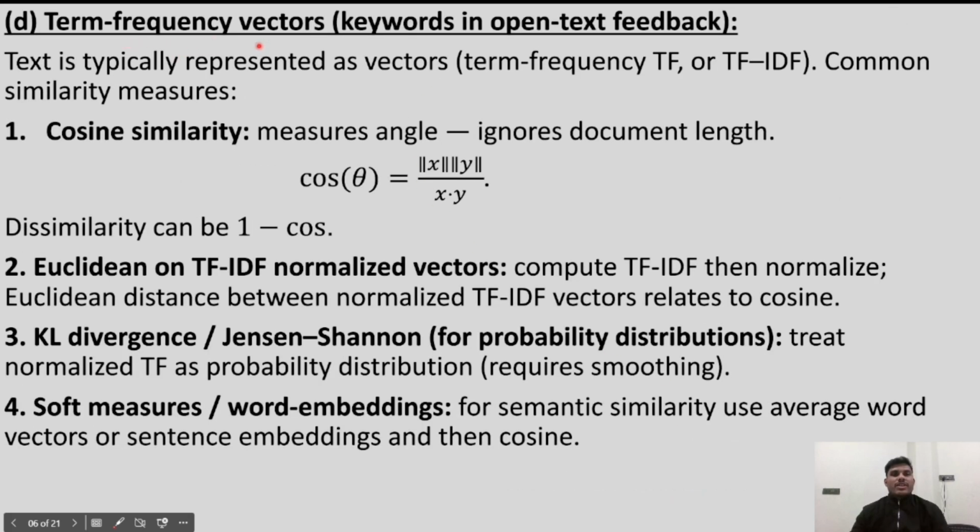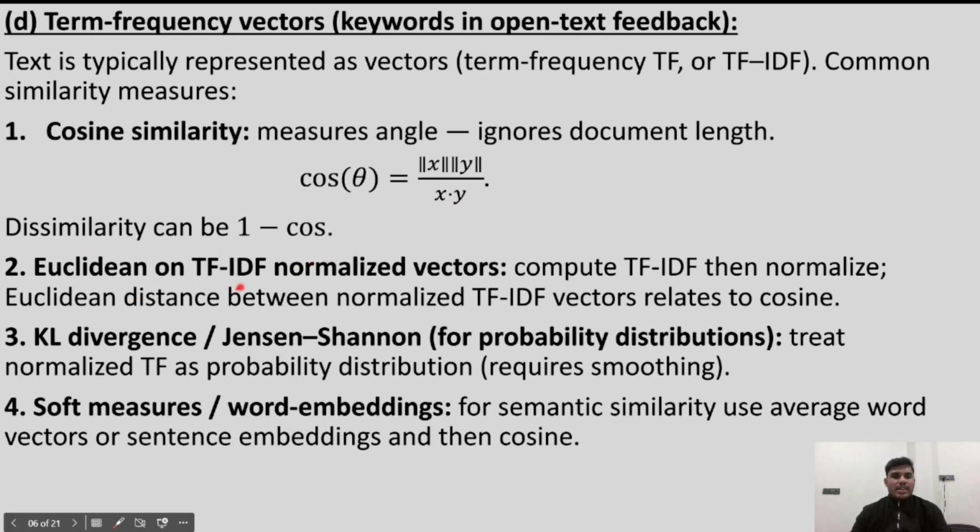D. Term frequency vectors, keywords in open text feedback. Text is typically represented as vectors, term frequency TF or TF-IDF. Common similarity measures. First, cosine similarity. Measures angle, ignores document length. Cos theta equals x dot y divided by modulus of x times modulus of y. Dissimilarity can be 1 minus cos.